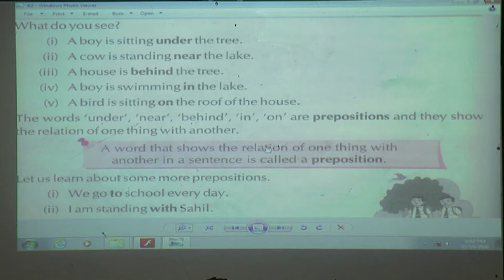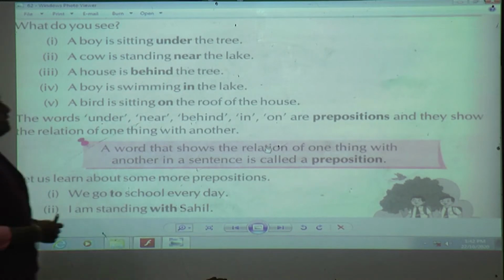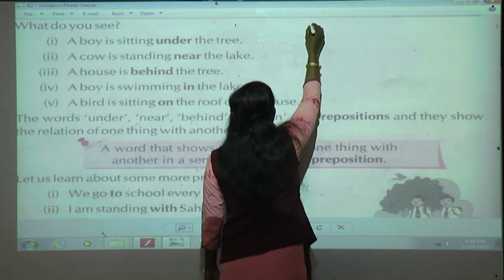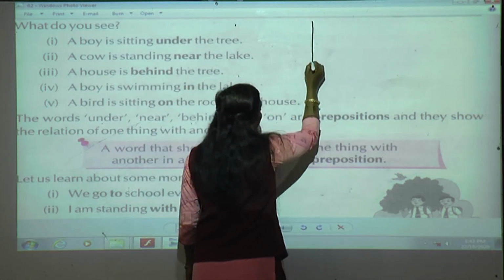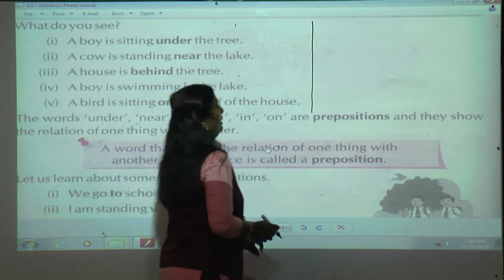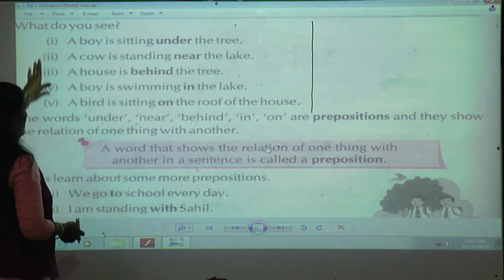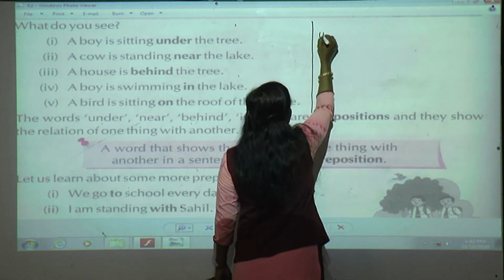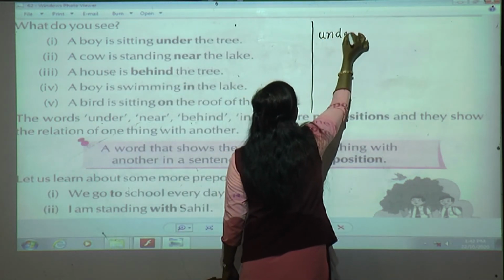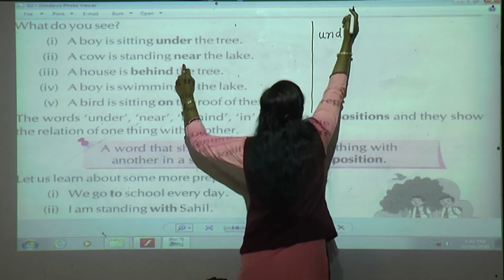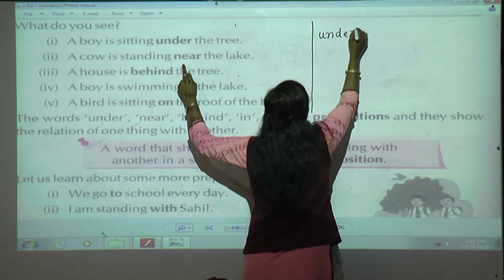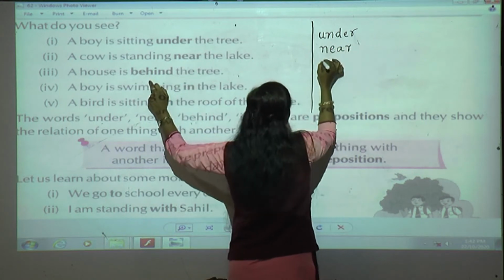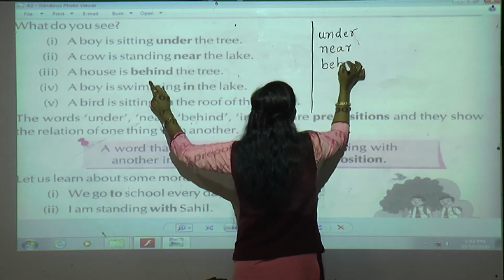Now what are we going to do, students? Yes, take a pencil in your hand. I hope you are having fun with the grammar book. Lesson number 21. Make a line over here. So in these 5 lines, how many prepositions have we learned? 5. So we are going to note them down here. That is under. Next is near. Third is behind.